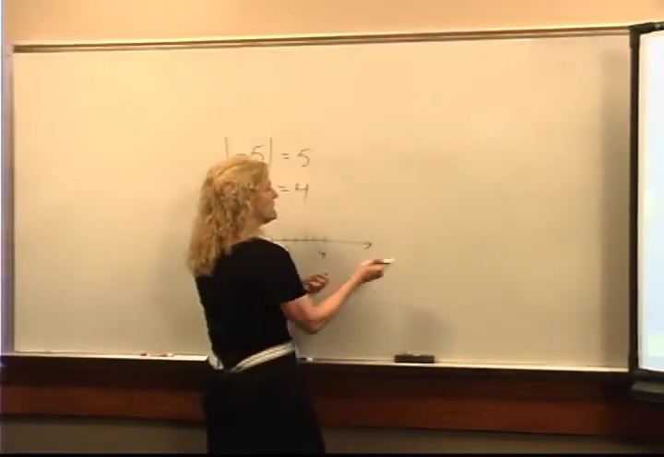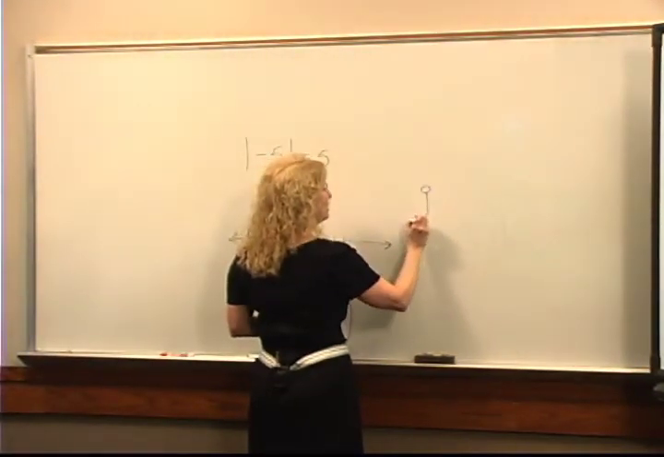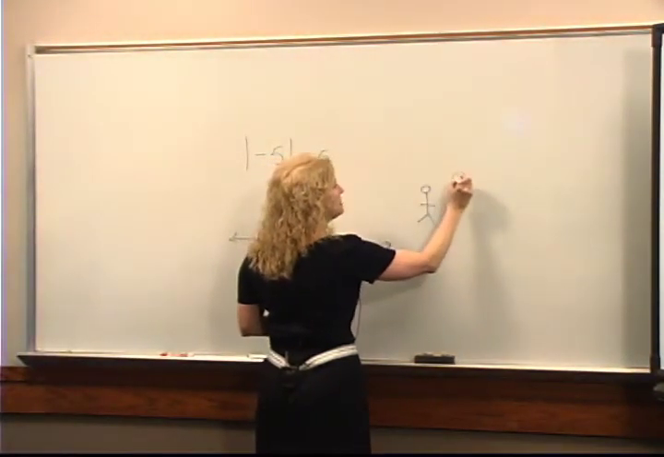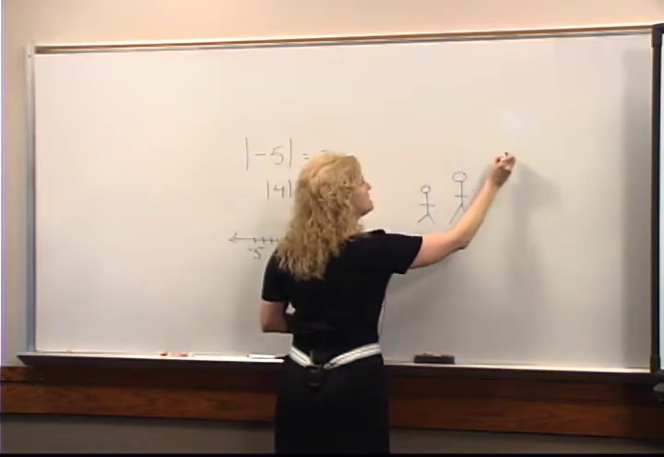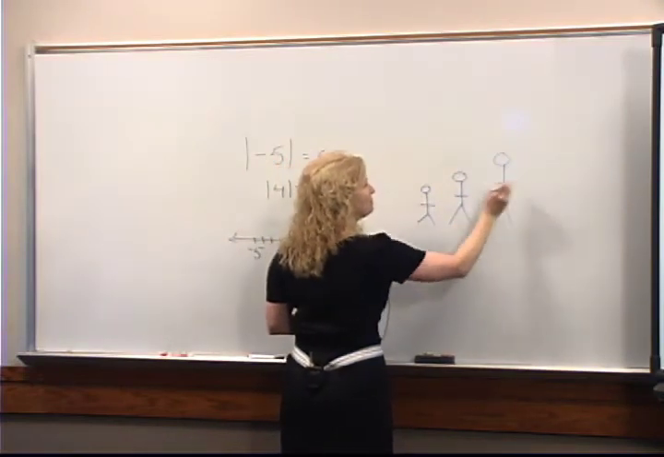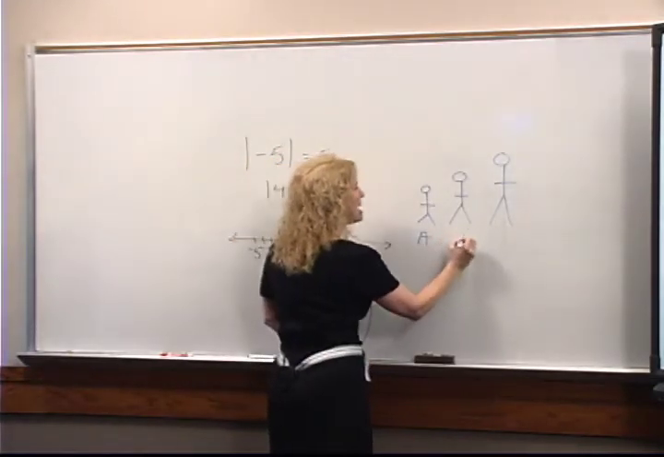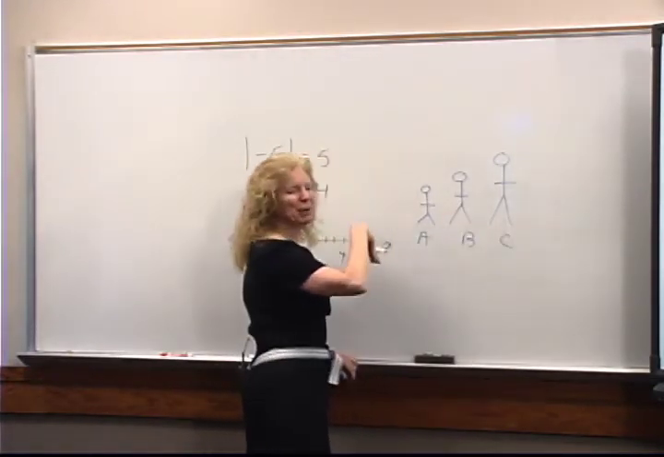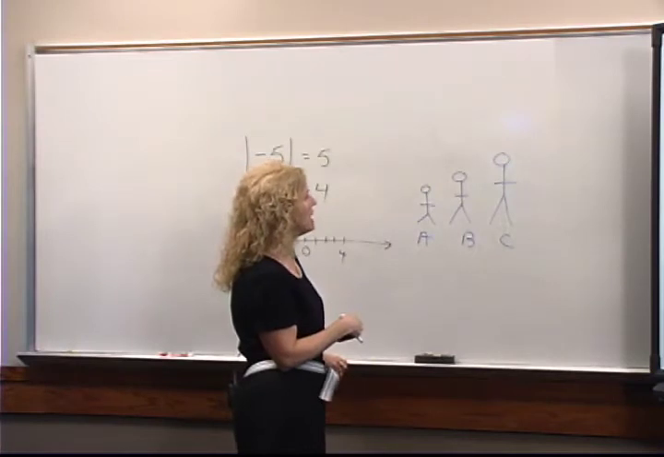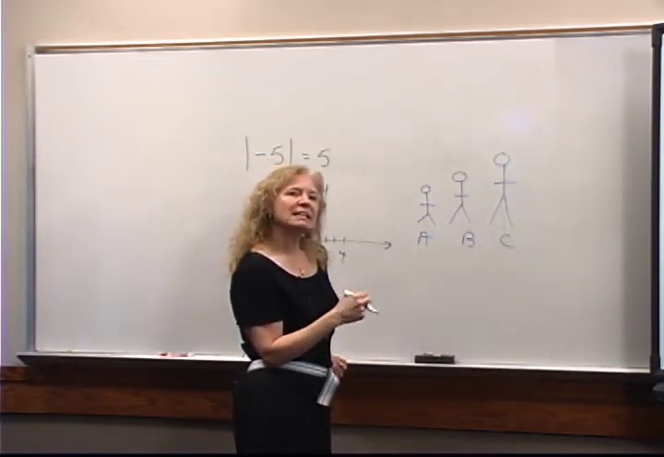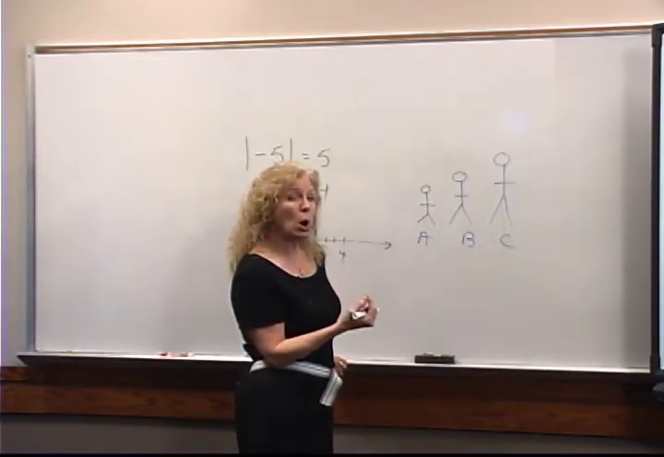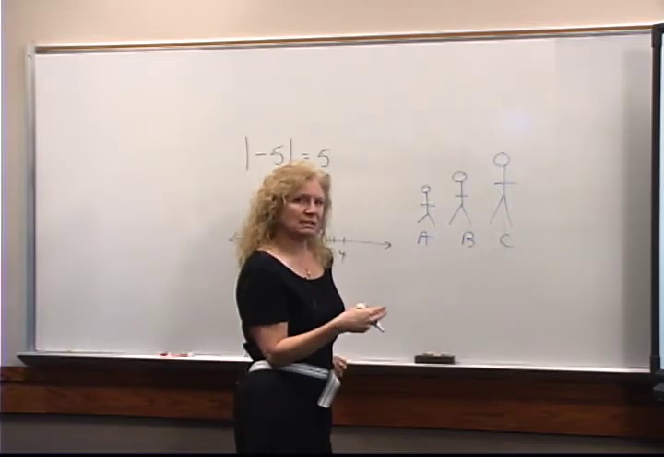Let's pretend that we've got a shorter person, middle person, and a taller person. I'm quite the artist, right? Okay, we'll just call them A, B, and C because I don't want to take time to write big names out. Okay, now what happens if they all grow 3 inches?